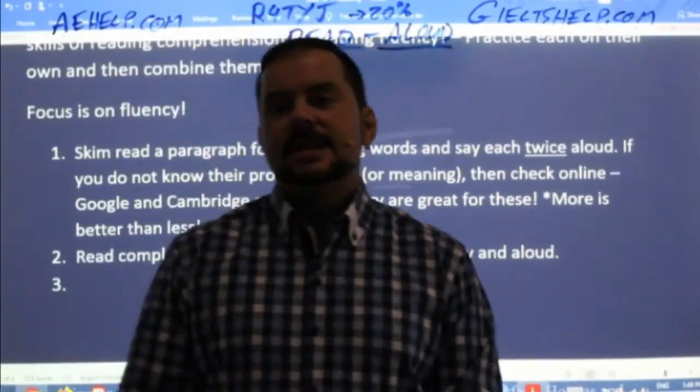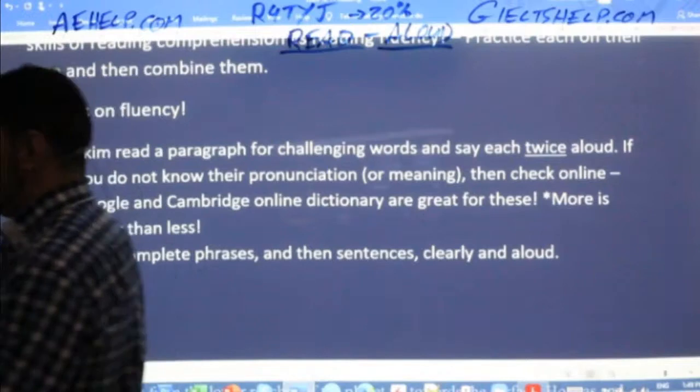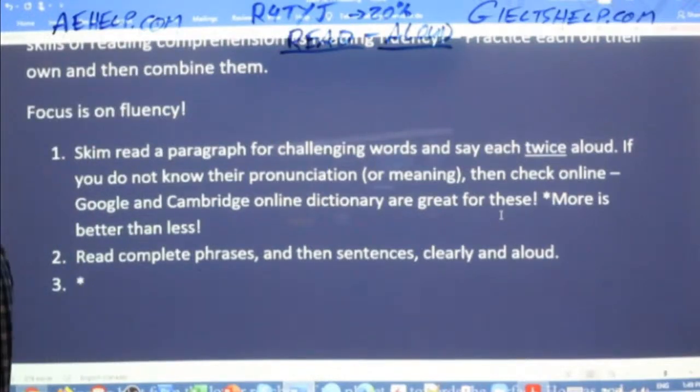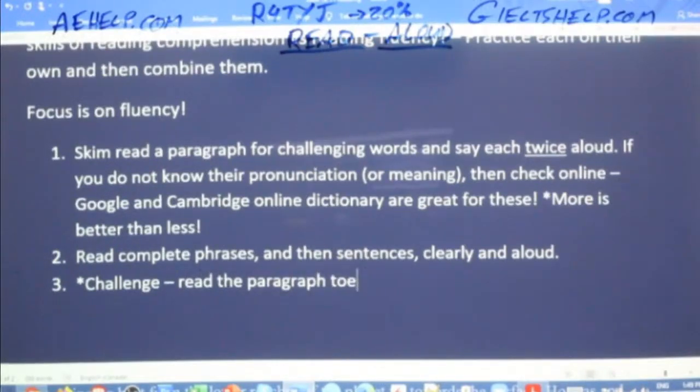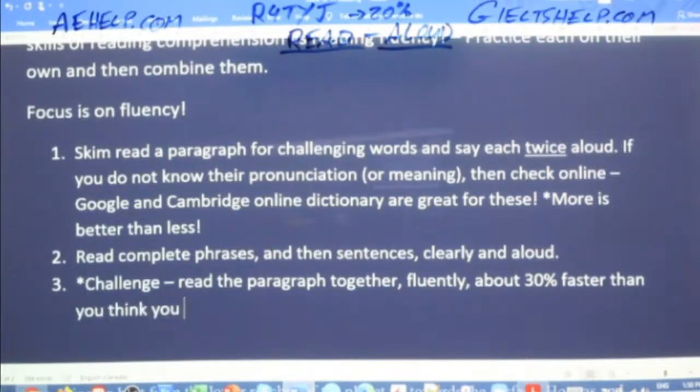Okay, now comes the challenging part. Step 3 is the challenging step. Okay, read the paragraph together fluently about 30% faster than you think you can.